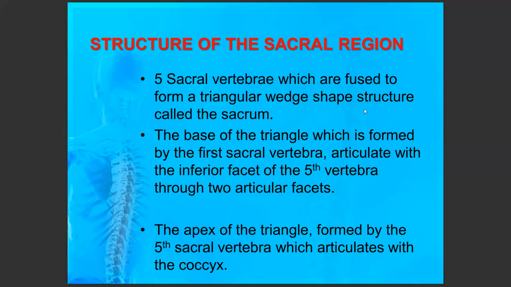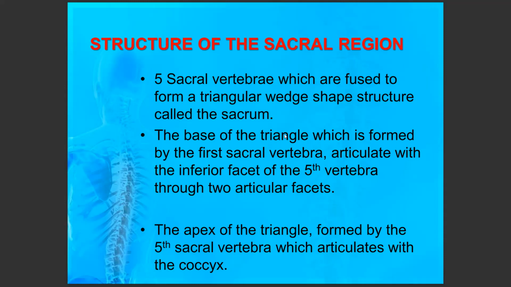The structure of the sacral region of the spine. The sacrum is made of 5 vertebrae, all fused to each other, forming a triangular wedge-shaped structure which we call the sacrum. As there is no disc between these vertebrae and they are fused to each other, we can't consider them as separate vertebrae. These 5 sacral vertebrae are also called the 5 sacral segments.